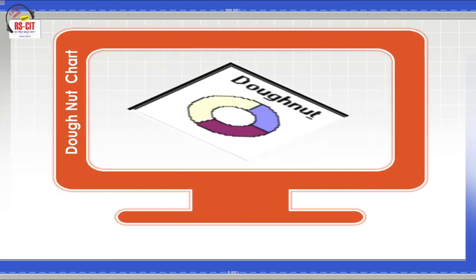Doughnut charts. The doughnut chart is a variation of the pie chart. The pie chart is restricted to one data series, but the doughnut chart does not have any such restriction.